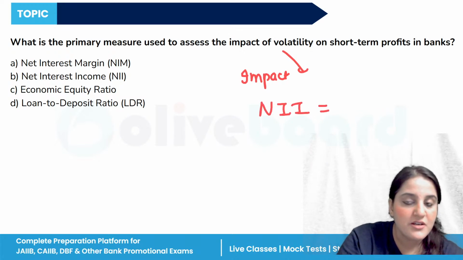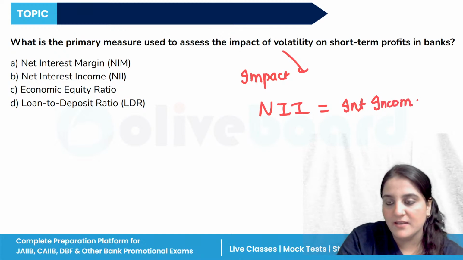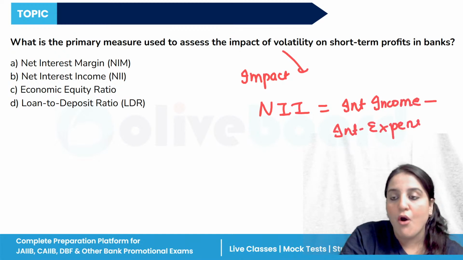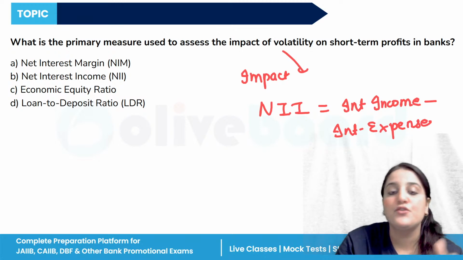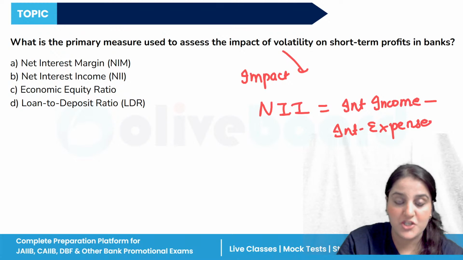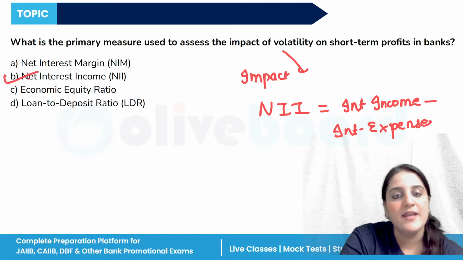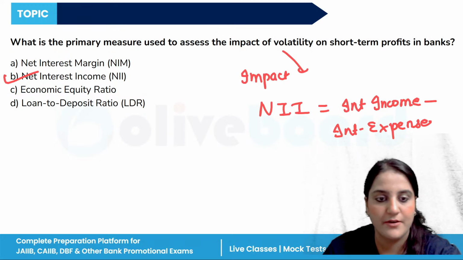And the net interest income formula is interest income minus interest expenses. In order to stabilize the short term profit, banks have to minimize the fluctuations in the NII. So we can say the correct answer is NII. Option B is correct here. Very good.